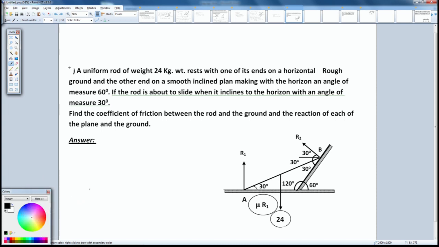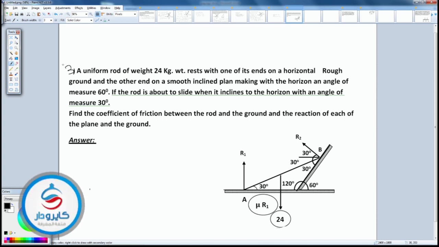Question number 3. A uniform rod of weight 24 kilogram weight rests with one of its ends on horizontal rough ground and the other end on a smooth inclined plane making with the horizon an angle of measure 60 degrees. If the rod is about to slide when it inclines to the horizon with an angle of measure 30 degrees, find the coefficient of friction between the rod and the ground and the reaction of each of the plane and the ground. Answer: the equations of equilibrium.